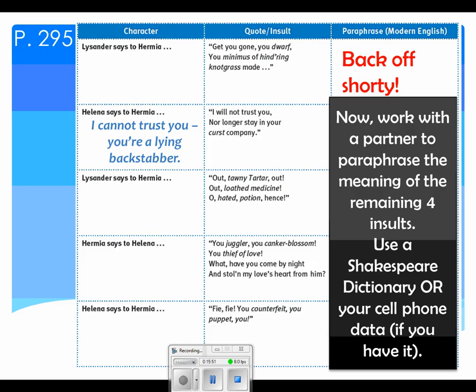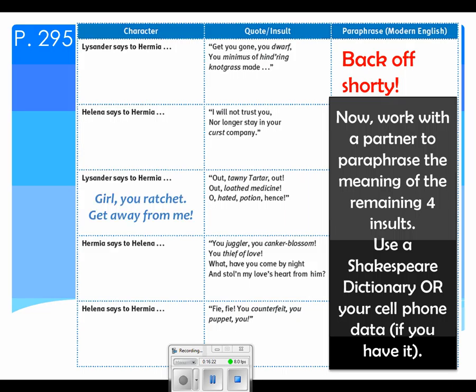It's the same stuff. Okay, that third row, Lysander, the guy, is insulting Hermia. Out, Tawny Toucher. Out. Out, loathsome medicine. Oh, hated potion head. Okay, one of the things you've got to understand here, he's calling her a name, and it's not a good one. So in legit modern English, this is what he's saying. I mean, that's legit modern English. Alright?